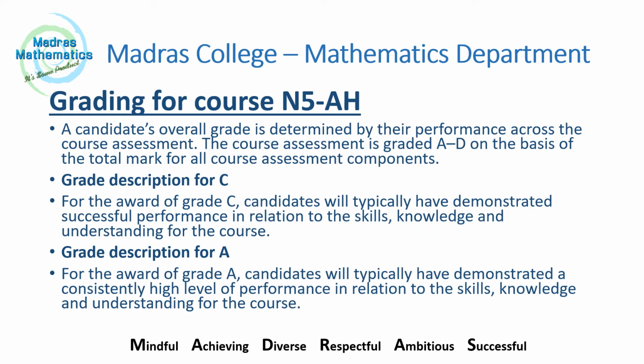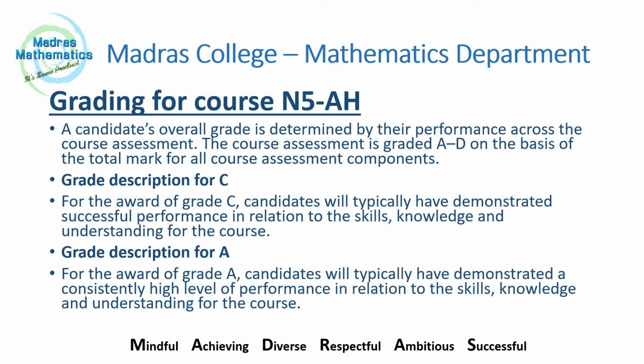Before we look at the specifics of any individual course, here we have the grading definitions for any course from National 5 up to Advanced Higher Maths and Mechanics. So a successful candidate will achieve an A to D pass. However, we have a little bit more detail of what the SQA feels you would require to be a C candidate and an A candidate.